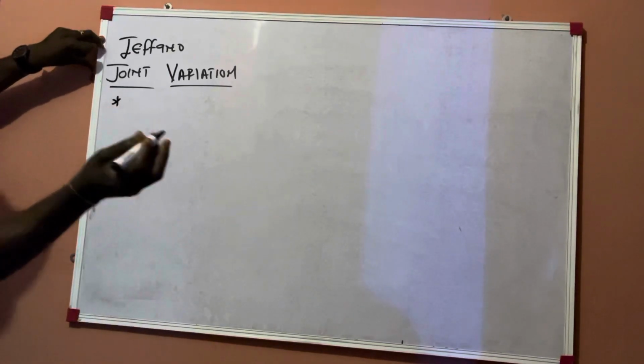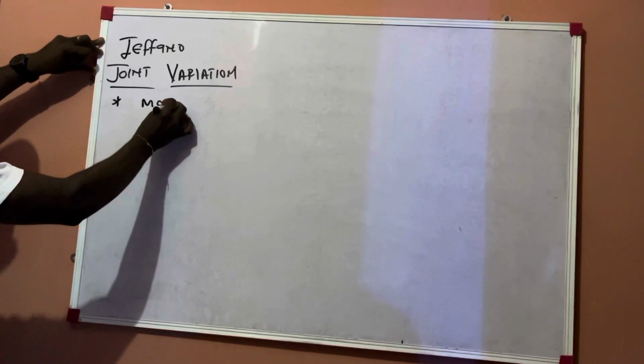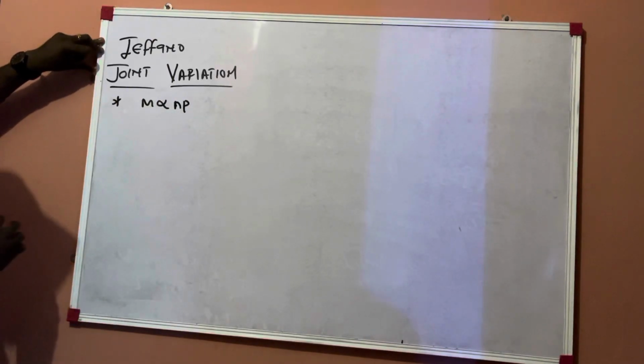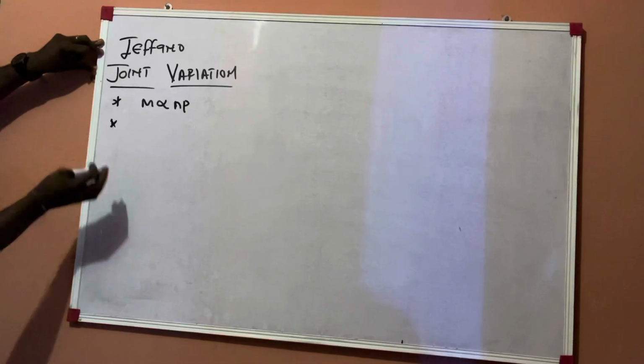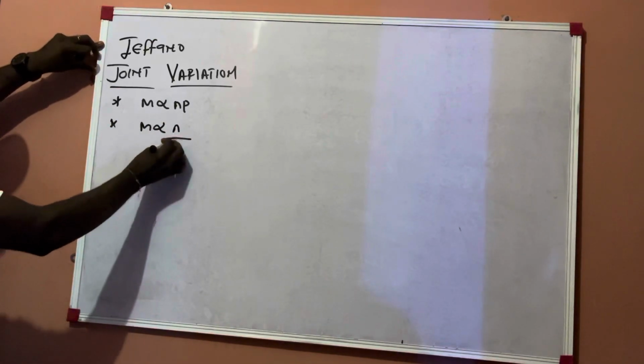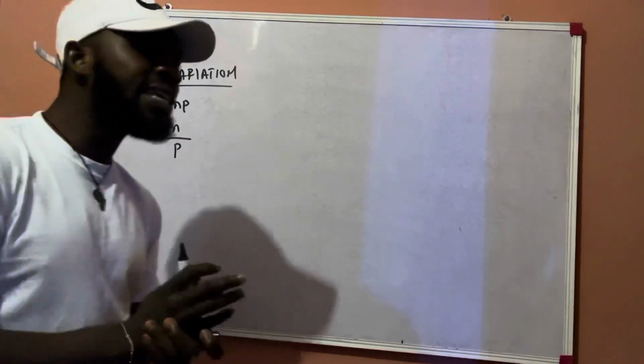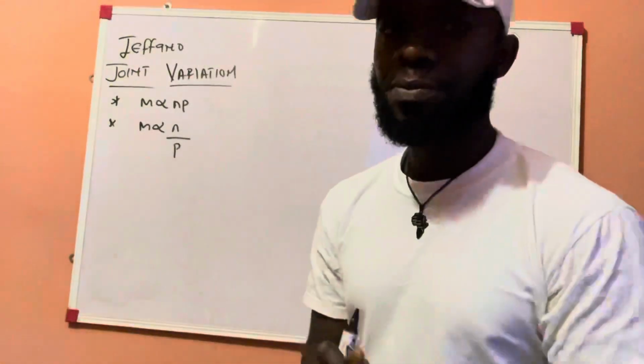One, it could be something like this: M varies directly as N and P. Or it can be something like this: M varies directly as N and inversely as P. No matter which way it comes, just know this is a joint variation.